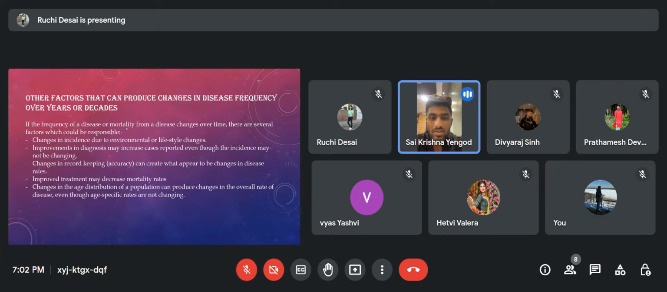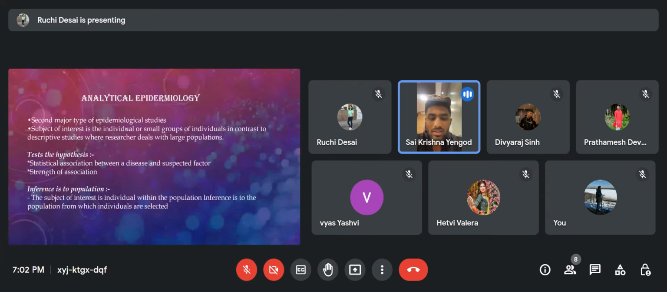If the frequency of a disease or mortality from a disease changes over time, there are several factors which could be responsible. Changes in incidence due to environmental or lifestyle changes. Improvement in diagnosis may increase the cases reported even though the incidence may not be changing. Changes in record keeping accuracy can create what appears to be a change in disease rates. Improved treatment may decrease mortality rates. Change in the age distribution of the population can produce change in the overall rate of disease, even though age-specific rates are not changing.